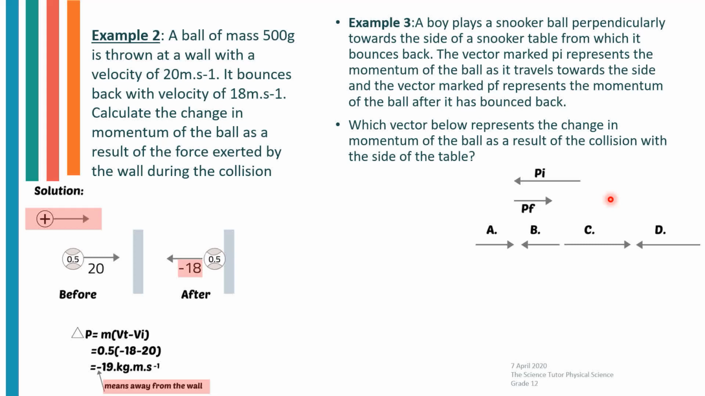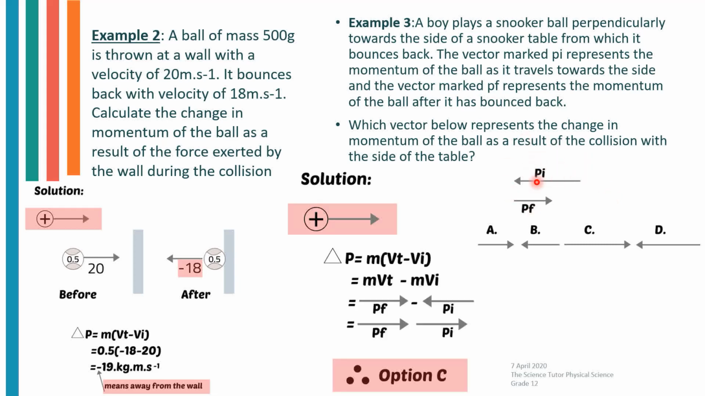Okay, so we know it's vectors because the size of the arrow is your magnitude and your arrowhead is direction. So firstly, we're going to take the initial direction as positive. So this should actually be the other way around. So your change in momentum is equal to mass times your final velocity minus your initial velocity.